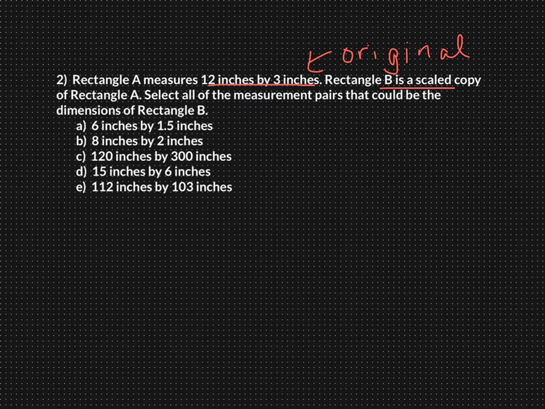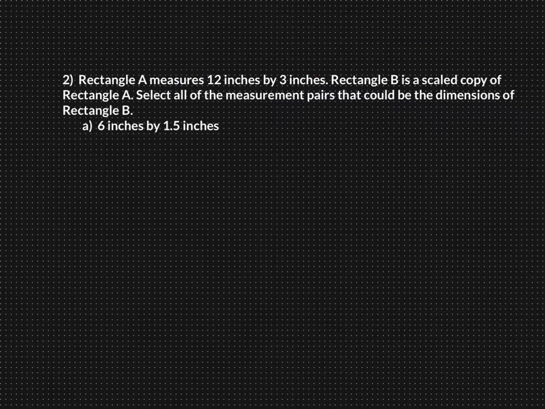And we know that B is a scaled copy. So we have to choose which of these can possibly be the scaled copy. And again, it says all. So it could be one and one, we're not sure. So first of all, we know that rectangle A measures 12 by 3. So we're going to set that up into a ratio.